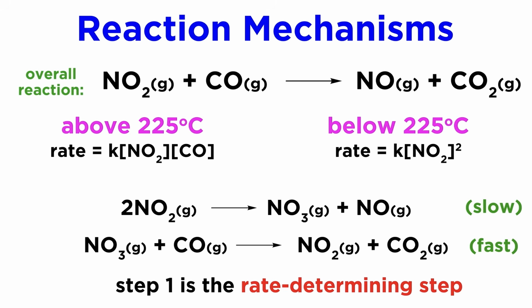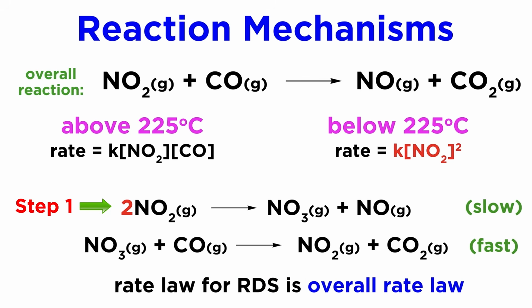As we can see, the first step is the rate-determining step, and the rate law we could derive from the stoichiometry of this elementary reaction will match the rate law for the overall reaction below a certain temperature. Whenever the rate-determining step is the first step in a reaction mechanism, the rate law for the overall reaction will simply be the rate law for this first step, and this will often be the case for multi-step reaction mechanisms.